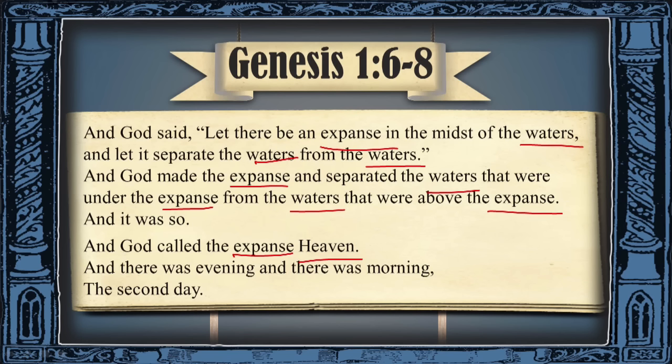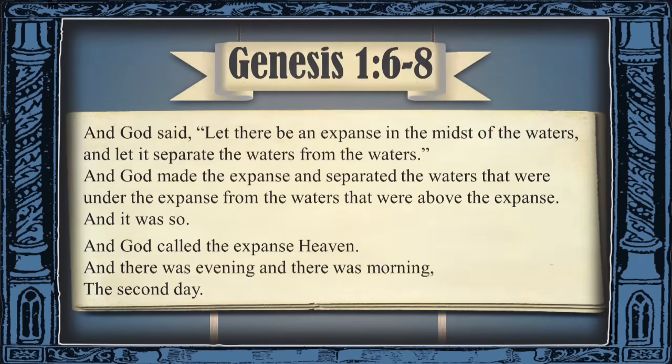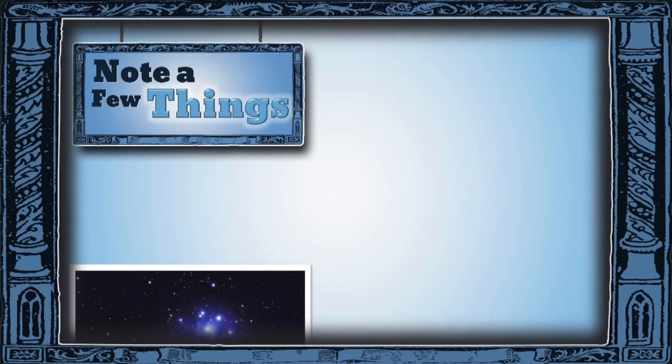Notice the expanse is mentioned several times there. It sure is. And the waters are mentioned several times. It turns out waters are mentioned a number of times. Lots of water, and the numerous times in the Genesis account of creation. You know, 2 Peter 3 talks about the waters going back to the creation being very abundant. So let's note a few things here.